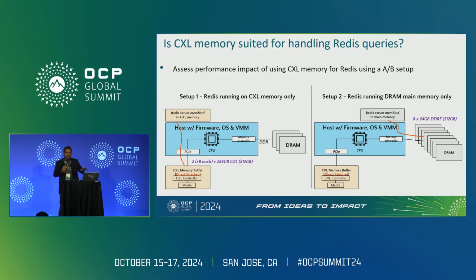As you can see here on the picture on the left side, we have one setup where the Redis is running on CXL memory only. So you have two 256 gigabyte CXL modules. And on the other side, you have Redis running on DRAM, main memory only, which is your native DIMM slots. Again, the capacity is the same, 512 gigabyte on both sides. And we want to see how the performance compares between these two setups. So having established that baseline, now let's look at results.